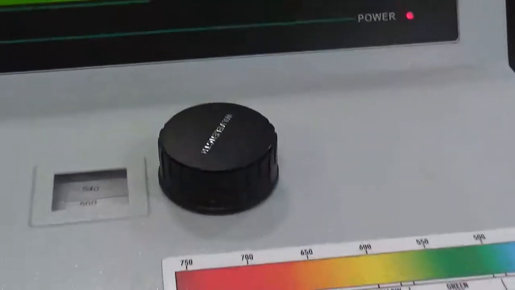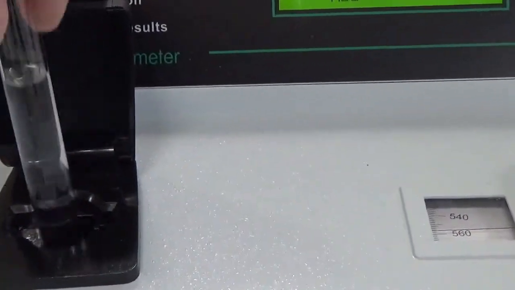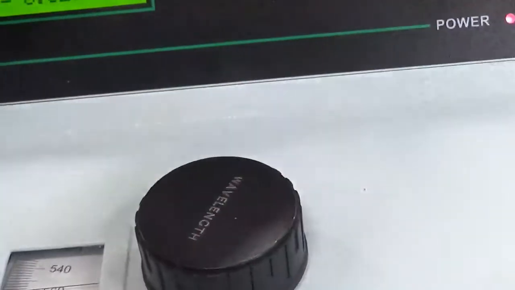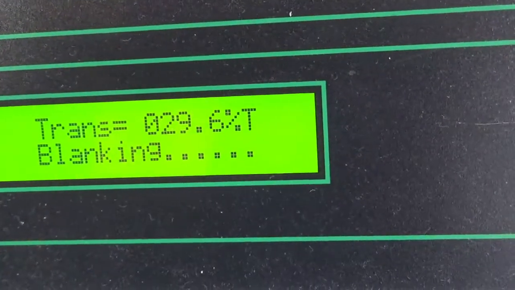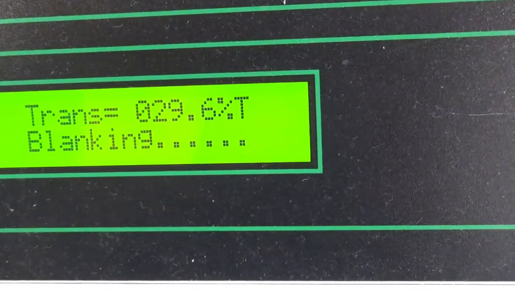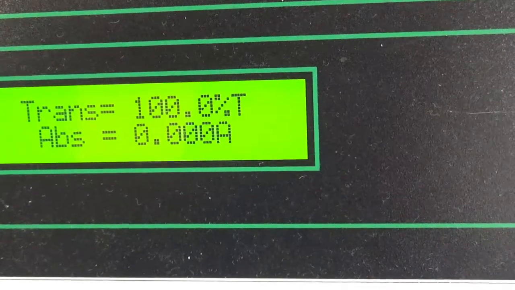All right, so I'm going to put in my water blank, and I'm going to zero it. Oops, I have a leftover test tube in here. Oh well, put that aside. Put in the water, and I'm going to zero it. Okay, blanked, zeroed. I'm going to first put in the standard.